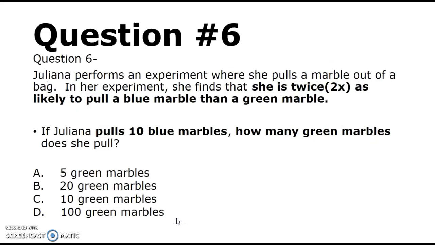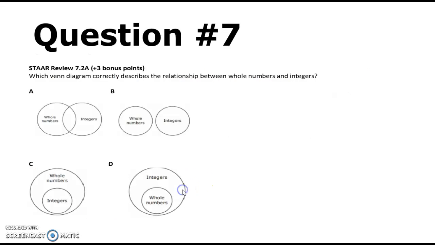Question number 6. Juliana performs an experiment where she pulls a marble out of a bag. In her experiment, she finds that she is twice as likely to pull a blue marble than a green marble. If Juliana pulls 10 blue marbles, how many green marbles does she pull? A. 5 green marbles. B. 20 green marbles. C. 10 green marbles. Or D. 100 green marbles.